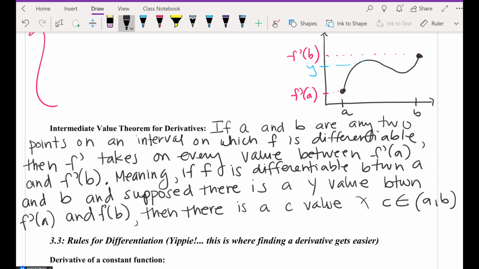Okay. I picked that y value randomly. Is that true? Is that a c value in between A and B? Yes or no? Yes. Yeah. So that's all I was saying. So hey, if there's a y value in between the two derivatives, then there's a c value in between A and B.